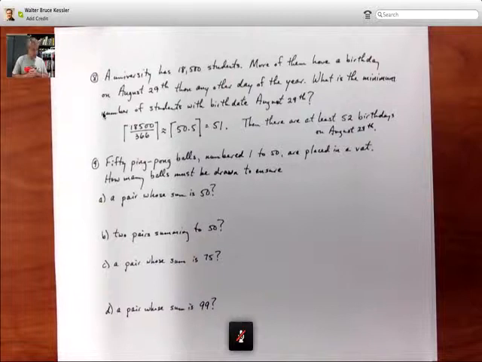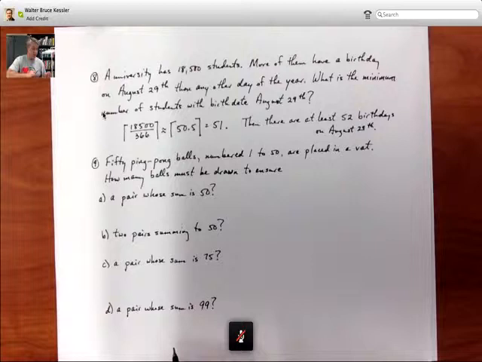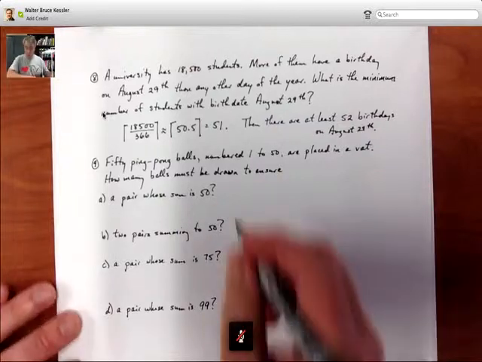Alright, problem 9. 50 ping pong balls numbered 1 through 50 are placed in a vat. How many balls must be drawn to ensure, part A, a pair whose sum is 50. Now, there are only certain pairs that give me 50. Right? 1 and 49 would give me 50. 2 and 48. However, 25 cannot be paired with anything to get 50 because I need two 25s and I don't have them. And also 50 can't be paired with 50 or with 0 because there is no 0 there.